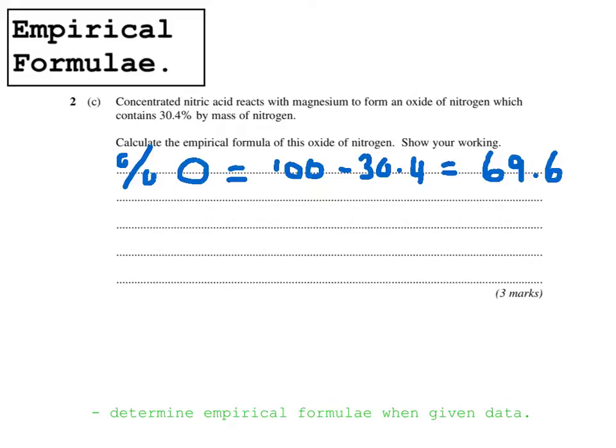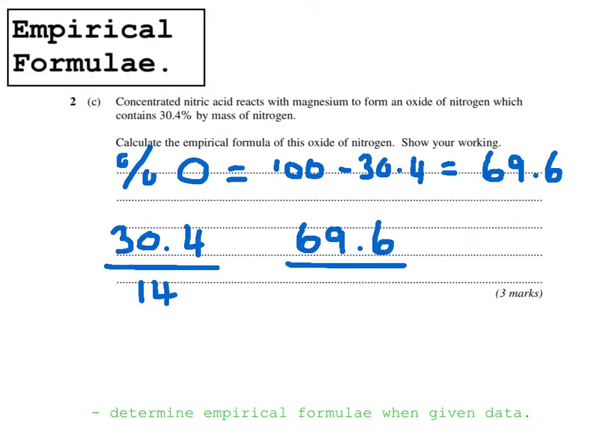And what we're going to do is divide those two numbers by the atomic mass of the atom they represent. So for nitrogen, that is 14. If you look it up in the periodic table, the relative mass of nitrogen is 14. So we're going to divide that by 14, the atomic mass, and then we're going to divide 69.6 by the atomic mass of oxygen, which is 16. That will then give us two numbers, which are 2.17 to 4.35.